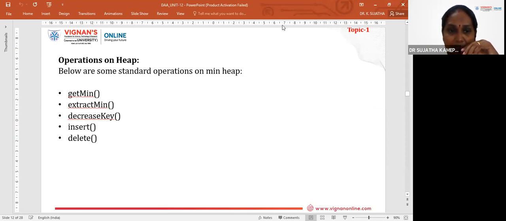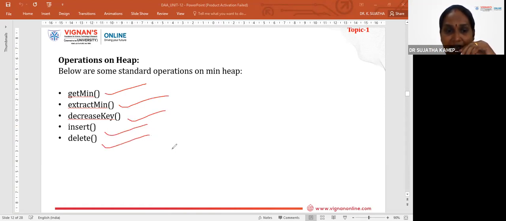Here we have given some basic operations, standard operations that can be performed on heap: get min, extract min, decrease key, insert, and delete. These are the major and standard operations that can be performed on keys. Now, we are going to see these operations one by one.